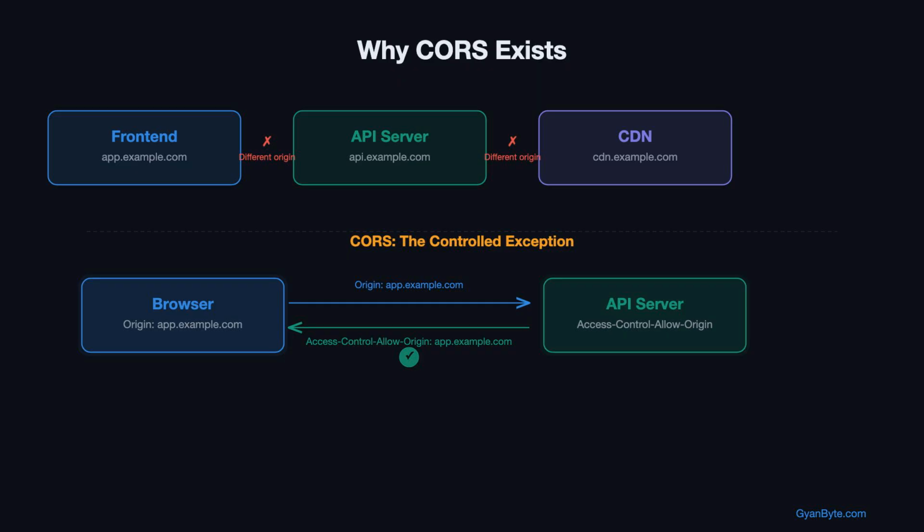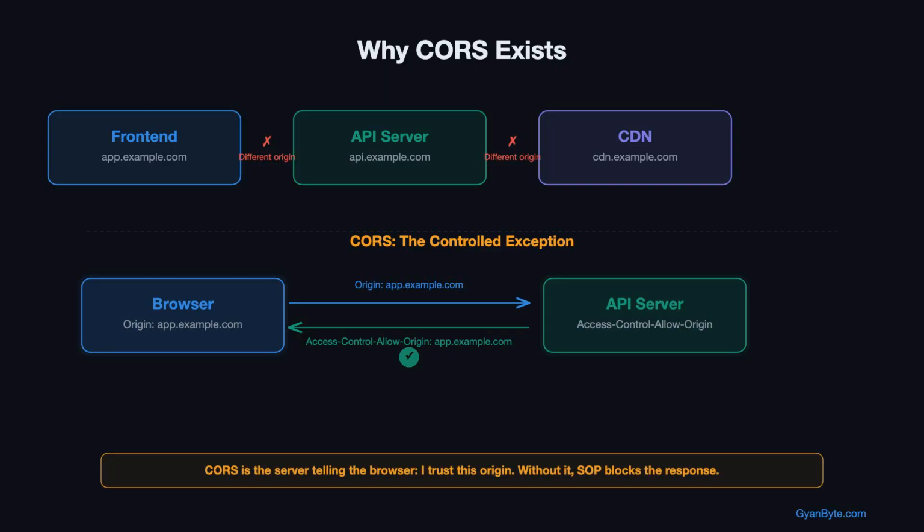The browser sends the request with an origin header. The server responds with Access-Control-Allow-Origin. If the origins match, the browser lets JavaScript read the response. If not, blocked. CORS doesn't replace SOP, it's a controlled exception to it. CORS is the server telling the browser, I trust this origin. Without it, the same origin policy blocks the response.